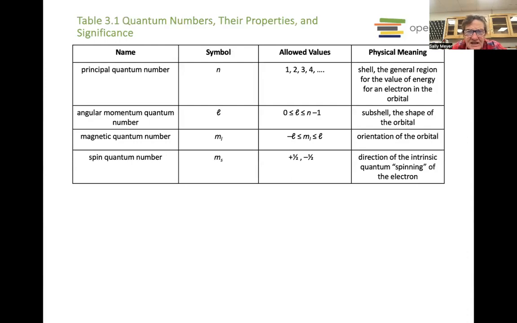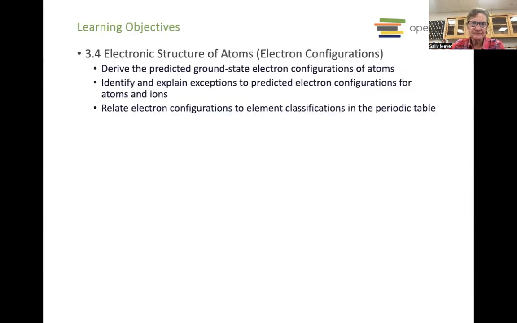So this is just a table summarizing the rules for the quantum numbers. And I think this is an important table maybe to put on a note card for a test, which we'll talk more about in class and use it, but it's just a summary of the rules that we just went through.